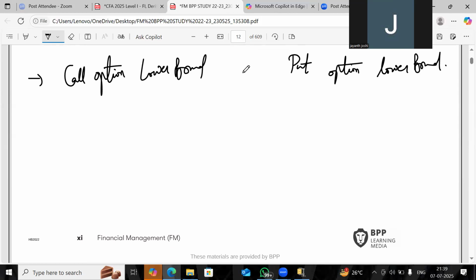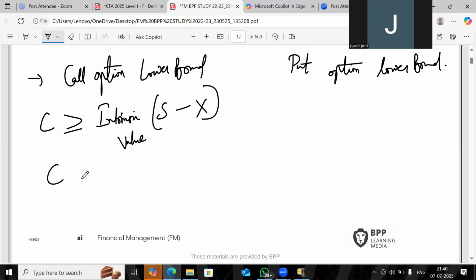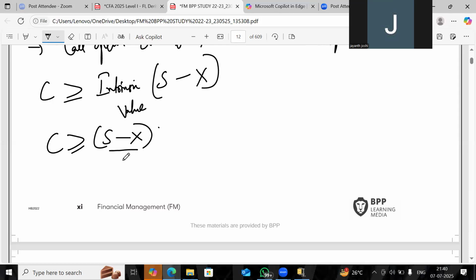Call option lower bound and put option lower bound. See, the call option premium can never be less than the intrinsic value of the option. If I speak about a call, it should always be more than or equal to intrinsic value. The intrinsic value is stock minus strike. So the call option premium should always be more than or equal to stock minus strike. So this is the value a call option can create for you.